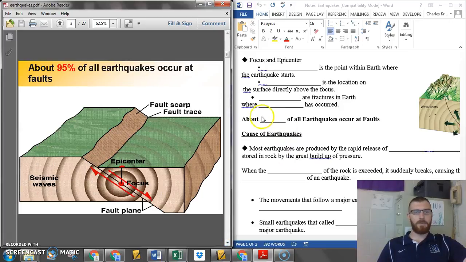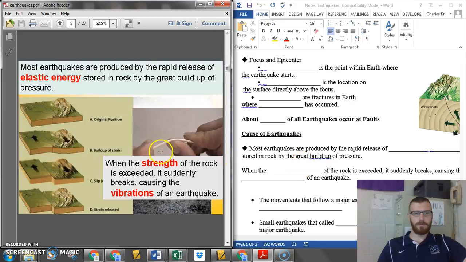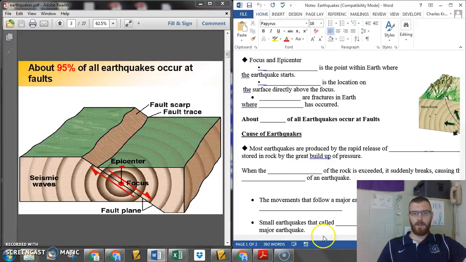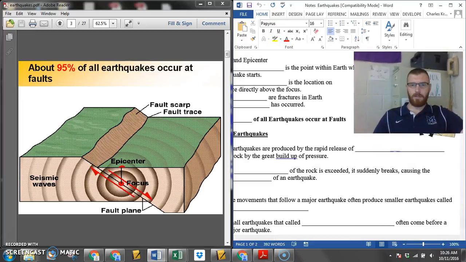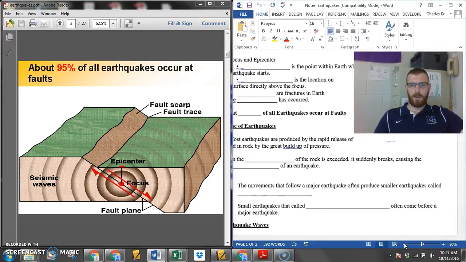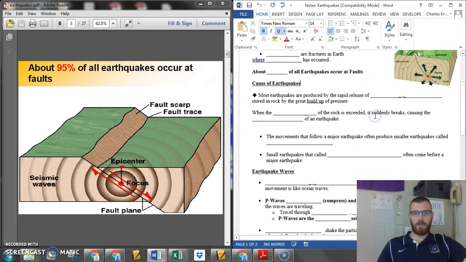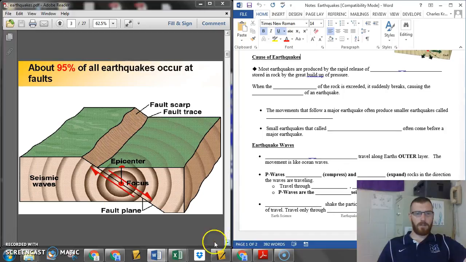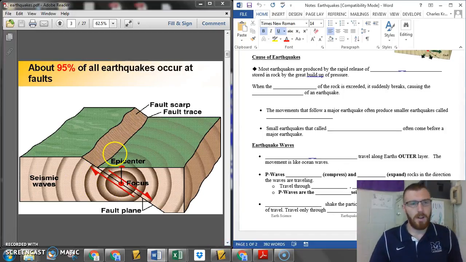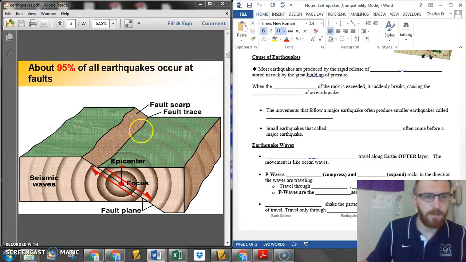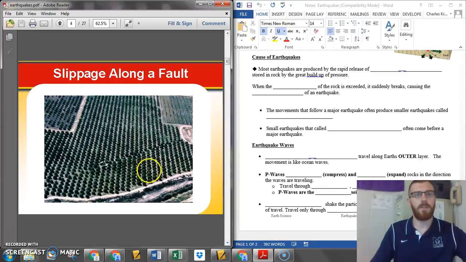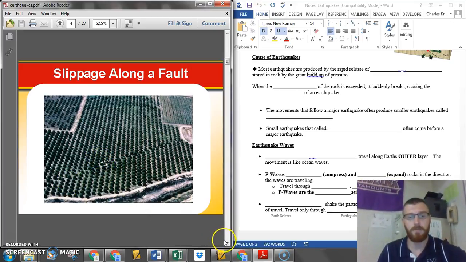Okay, about 95% of all earthquakes occur at faults. You can also see that on the other side. Let me do a little bit of housekeeping here so you can see all of the notes at once. Okay, so now again, the cause of earthquakes: you can see how the earthquake happens here along the fault. Here's the fault line. Moving on. You can also see it here, slippage along a fault line. You can see how these trees aren't quite lined up with one another.